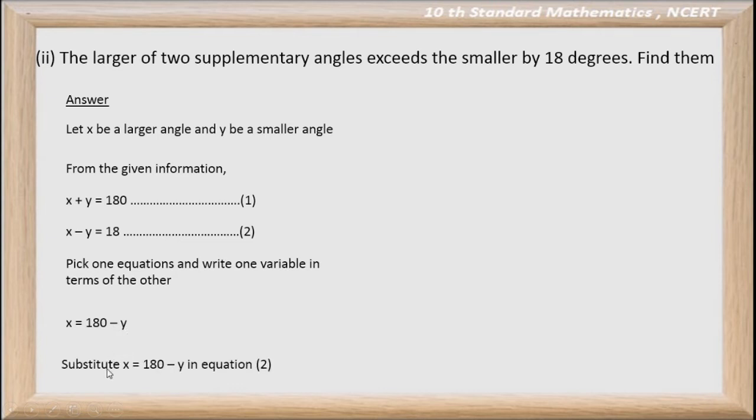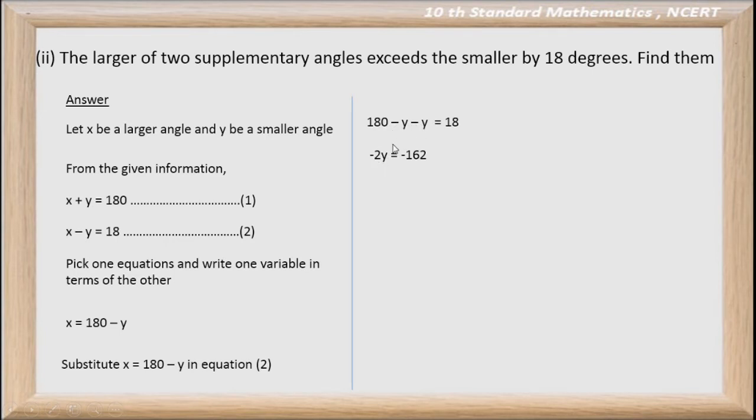Now substitute x equal to 180 minus y in equation number 2. Where is equation number 2? This is equation number 2: x minus y equal to 18. In this x's place we are putting 180 minus y. So 180 minus y minus y equal 18. Now minus y minus y is minus 2y. Minus plus minus is minus.